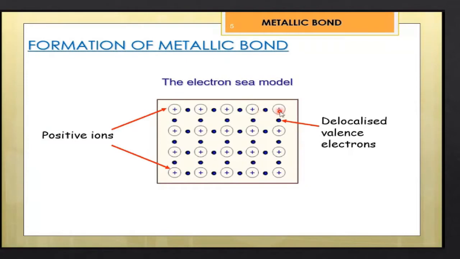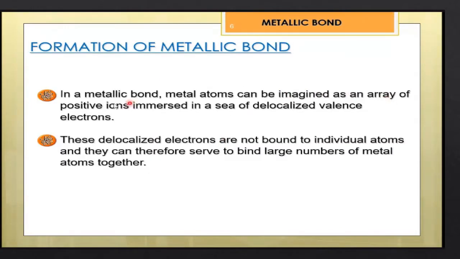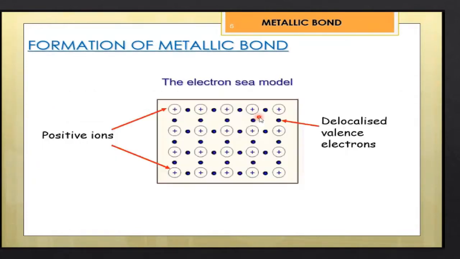This is arranged orderly because metal is solid. That's why they arrange closely and orderly, forming an array of positive ions immersed in a sea of delocalized valence electrons. The sea of delocalized valence electrons is the blue dots.